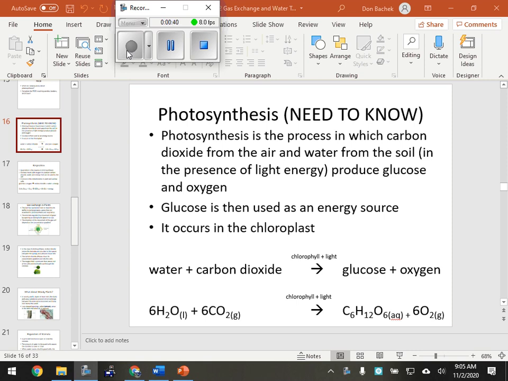And we're going to have the word equation there, which is water and carbon dioxide, chlorophyll and light gives me glucose and oxygen. And then there is the balanced chemical equation for that as well. Okay, so just copy down those two things. I'll just pause it here right away.